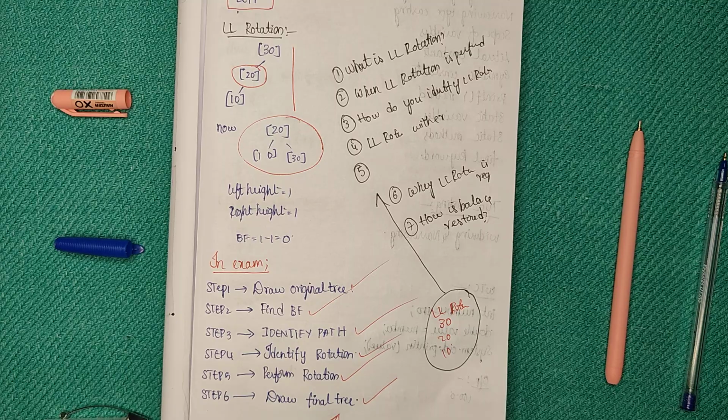Do practice well. Today we learned the first and one of the most important topics of AVL rotations, LL rotation. We understood why rotations are needed, when they're required, how to identify an LL case, and how to perform the rotation step by step while preserving the binary search tree property. In the next lecture, we'll continue with the remaining rotations: RR, LR and RL. Once you understand all four rotations, AVL tree insertion and deletion become much easier.